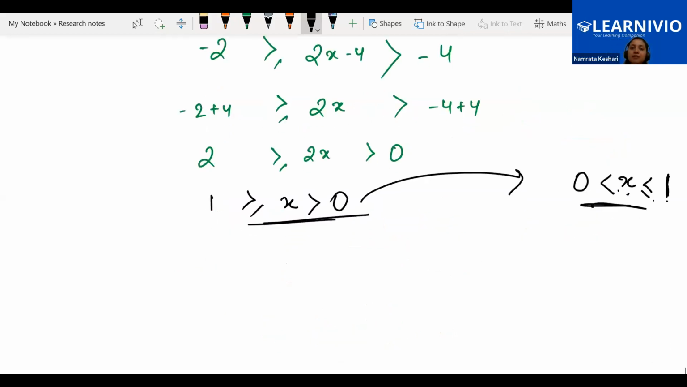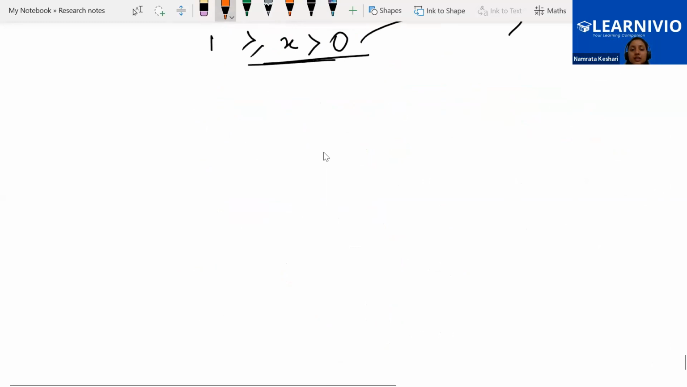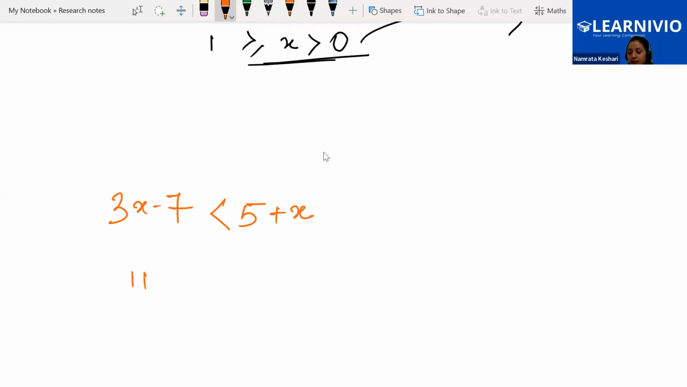Let's see when we will be having a system of equations. You have learned the chapter. System of equations means when we are having a pair of linear equations, how to find the solution. But when we are having a pair of inequalities, how to find the solution. For example, if we are having 3x minus 7 is smaller than 5 plus x, and 11 minus 5x is smaller than or equal to 1, this is a system of inequalities.